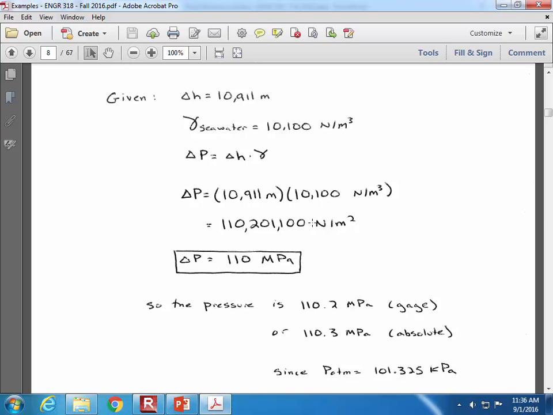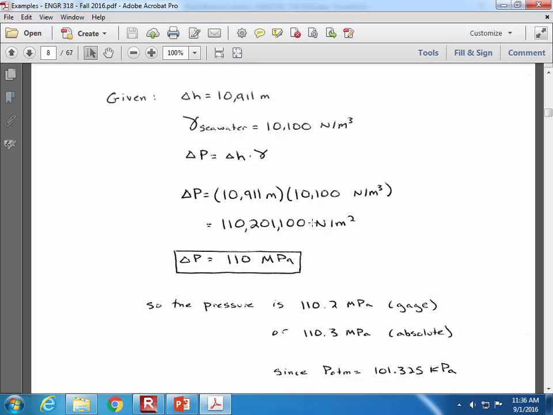So that's 110 megapascals. Anybody remember what the typical water pressure is in a pipe network through the city? It's about 500 kilopascals. So this pressure is way, way, way beyond that. This is like 200 times as much pressure as comes out of the pipes in your house. So that's a lot of pressure.